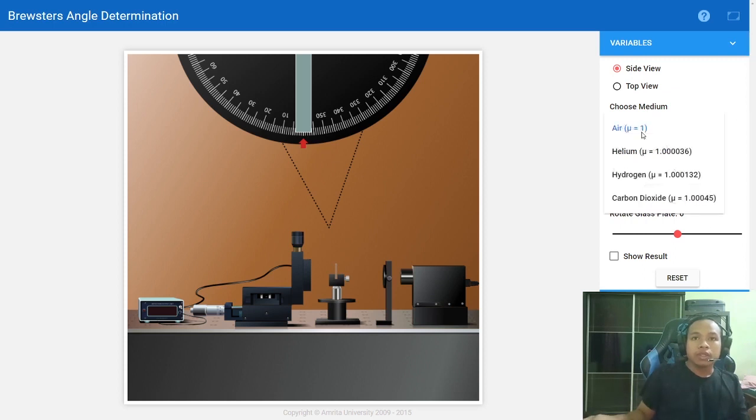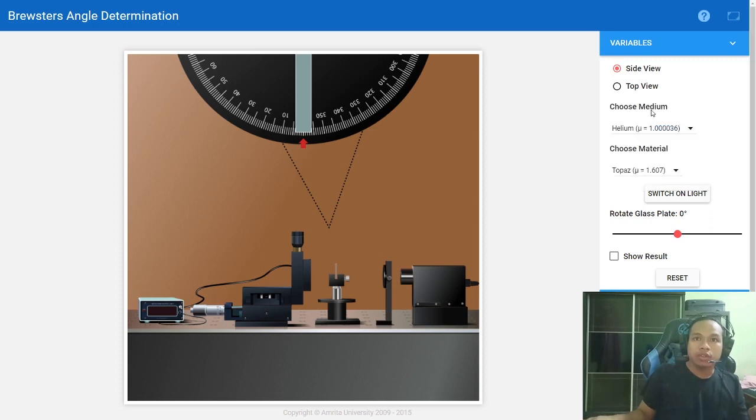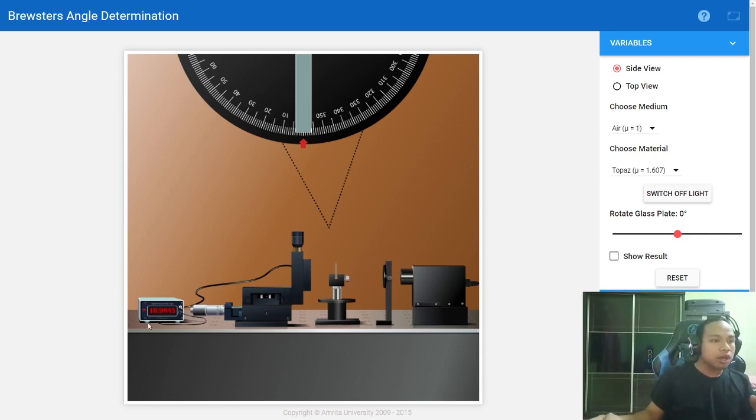We choose the medium, choose air, but we can use helium, hydrogen, carbon dioxide, and so on. And topaz material. If we switch off the light, we can see that the output is shown. In real life, we need to set up the system in a perfectly dark room, no light whatsoever. We know that Brewster angle can be calculated using the Brewster angle equation, and it is shown in this result. We can see that the Brewster angle is 81.11 degrees.